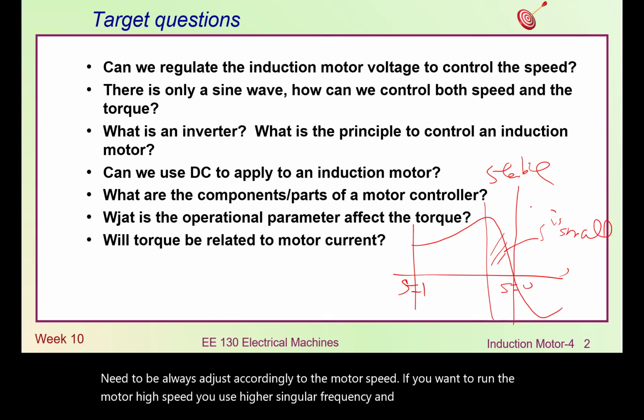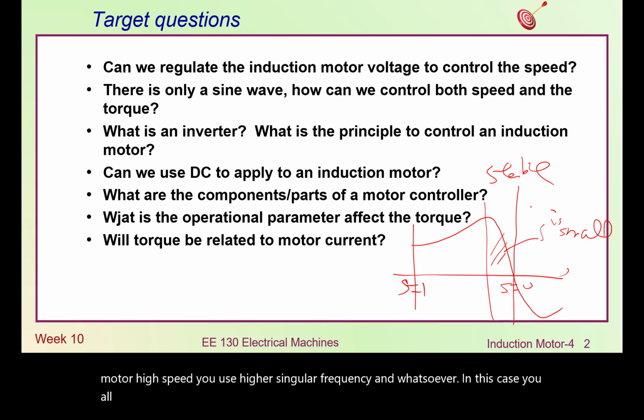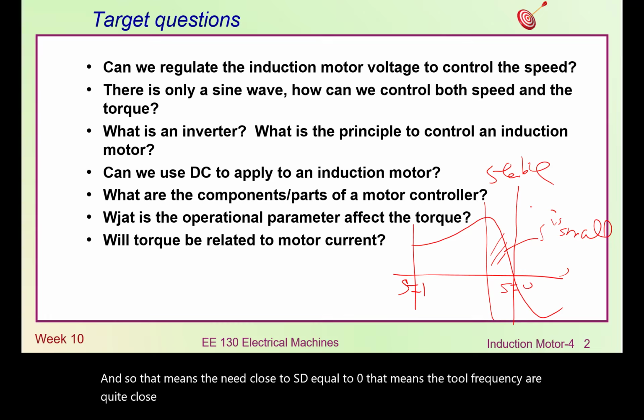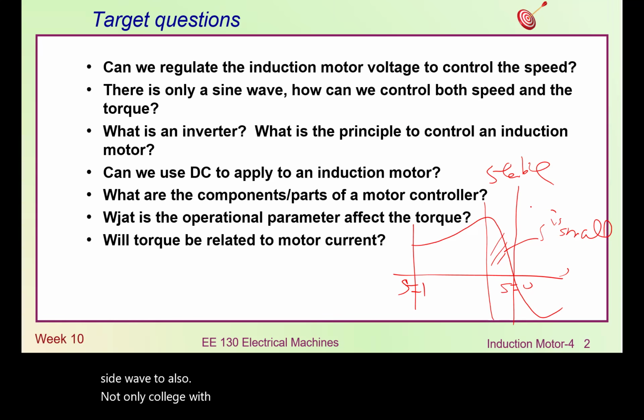In this case, you always keep the motor in this stable region, always keeping the speed close to S equal to 0. That means when it is close to S equal to 0, the two frequencies are quite close to each other. So that's what we do. That means when we control a sine wave, we need to not only control the amplitude, but also control the frequency of the sine wave.